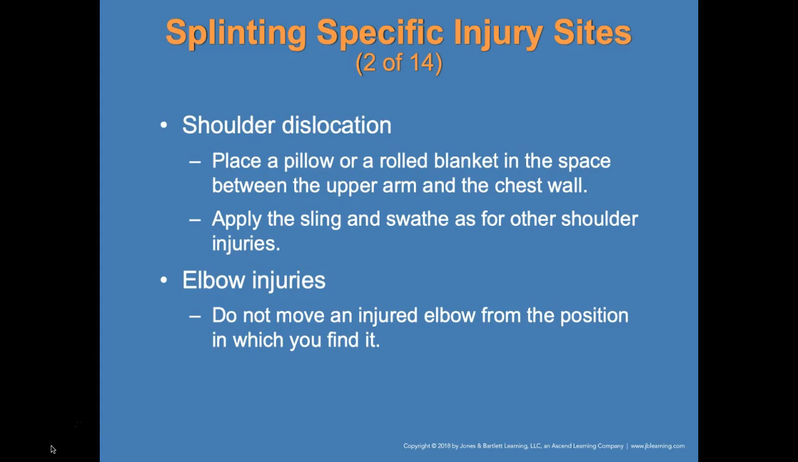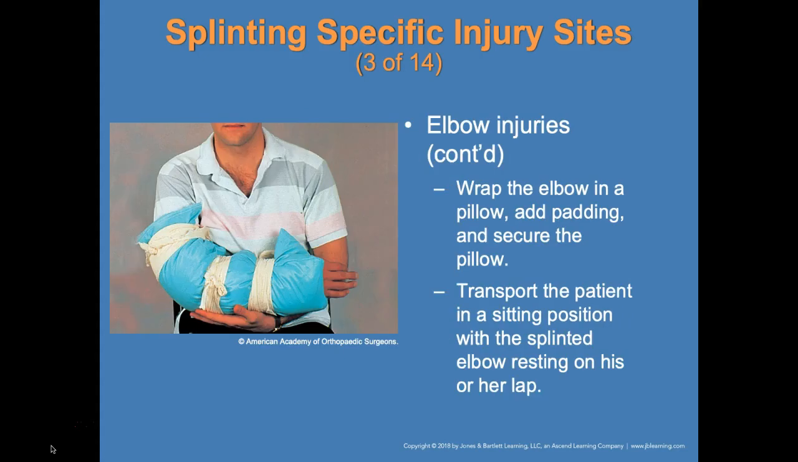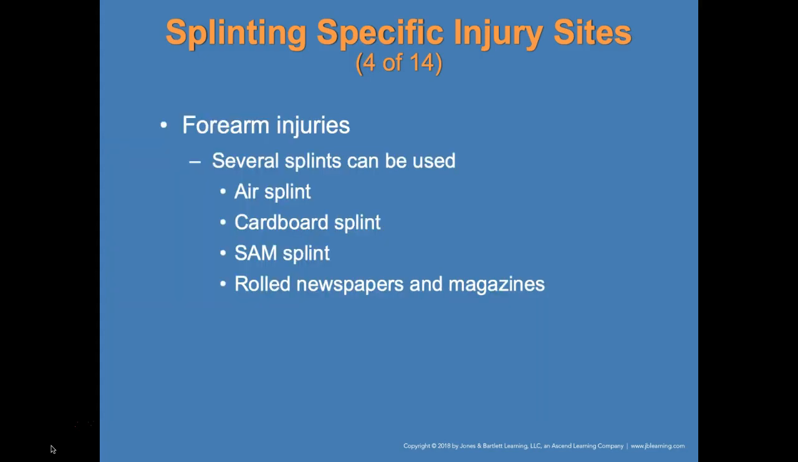With our elbow injuries, we do not want to move an injured elbow from the position in which we find it. We do not want to straighten that elbow if we have somebody complaining of this, okay? Leave it in the position we find it. Trying to straighten it can cause nerve and blood vessel damage under there. It's not good. So, splinting it, we'll wrap that elbow in a pillow, add padding, and secure the pillow. Then, as long as there's no pain, we can gently move that splinted injury towards the patient's side for comfort and ease of transport. We want to transport them in a sitting position with the splinted elbow resting on his or her lap.